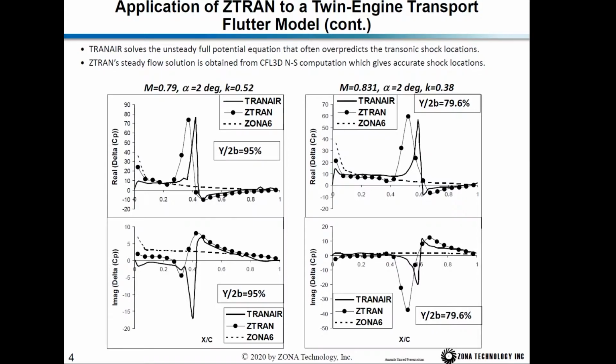So this one shows that the Z-Trin unsteady CP is correctly captured by Z-Trin. But the point is that if you look at the zone 6 solution, which is shown by the dashed line, it cannot capture this transonic shock effect. Therefore, the zone 6 solution is very inaccurate in transonic flow.